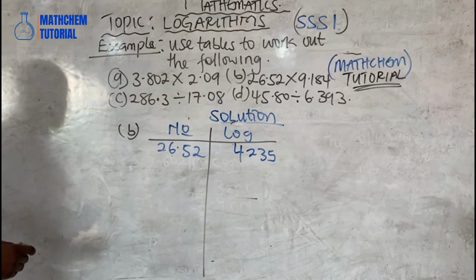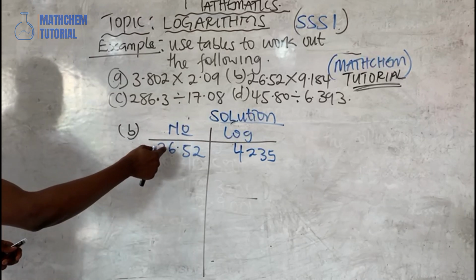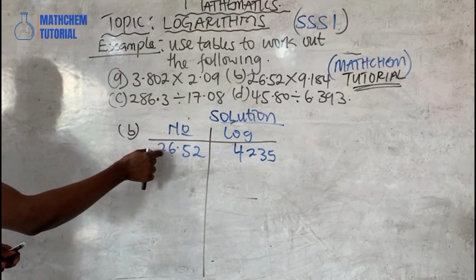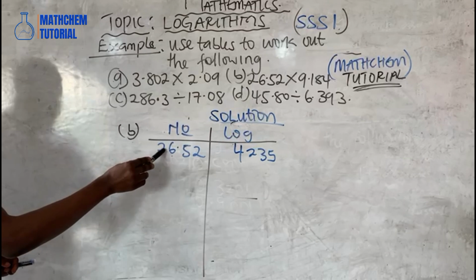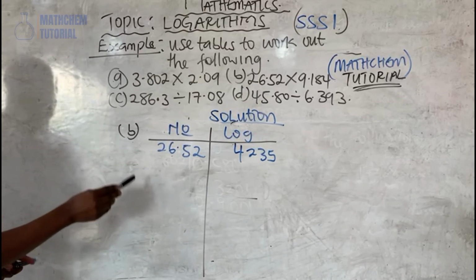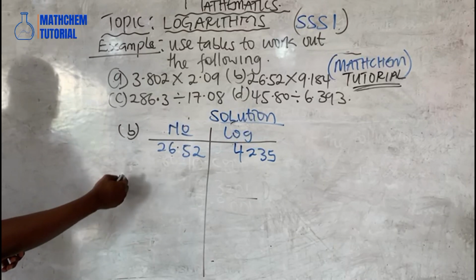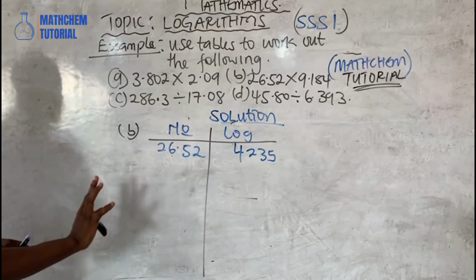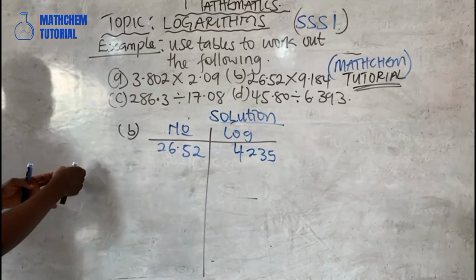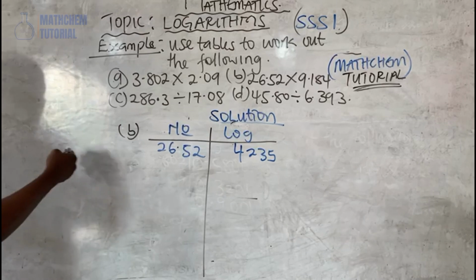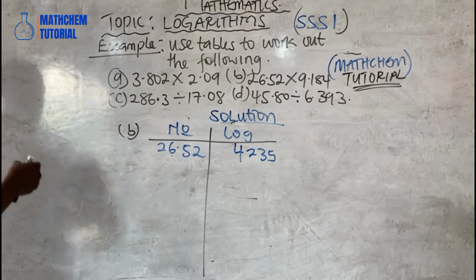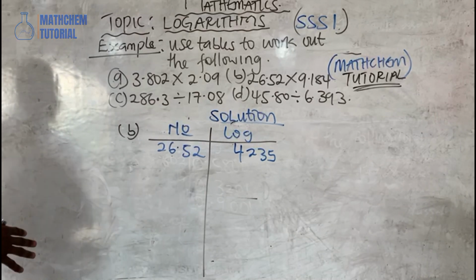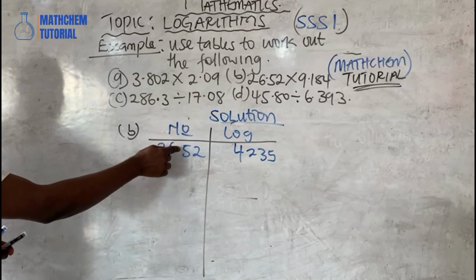What happens to the decimal point? The decimal point is not on the first integer number. Mind you, integers begin from 1, 2, 3, 4, 5, 6, 7, and so on. Those are the positive integers. The 0 is not an integer. Minus 1, minus 2, minus 3, minus 4, they are the negative integers. So this decimal point is not on the first integer.